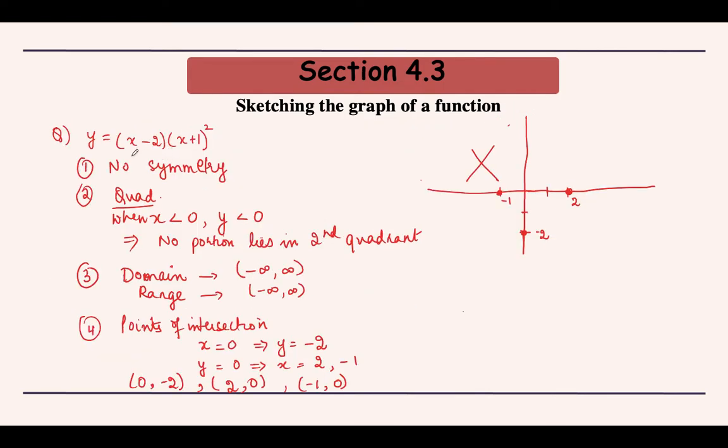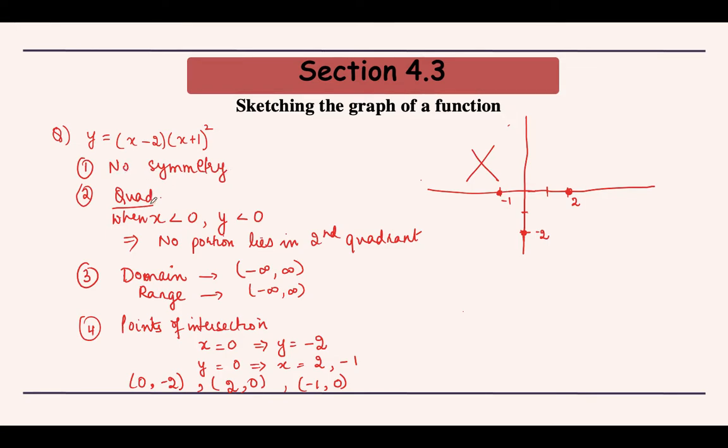Next is this example, y is x minus 2 into x plus 1 whole square. So this is a polynomial expression, and as you can see, there are no symmetry conditions satisfied here, because when we replace x with minus x, our expression is going to change. So there is no symmetry with respect to the y-axis.